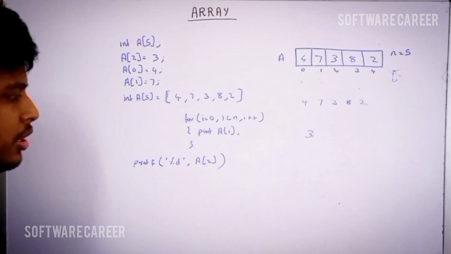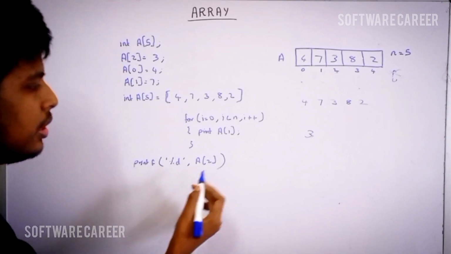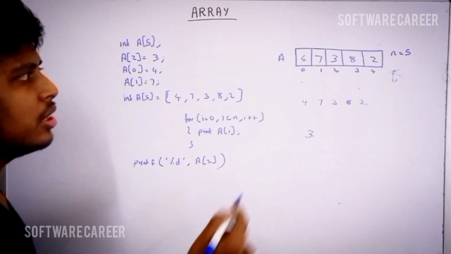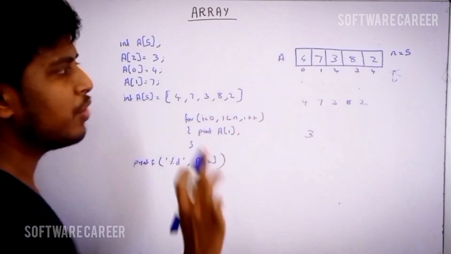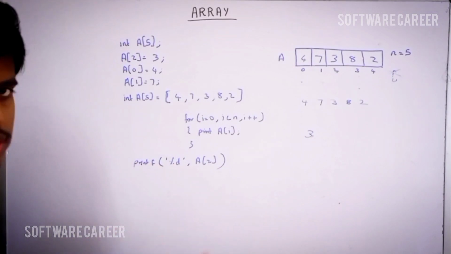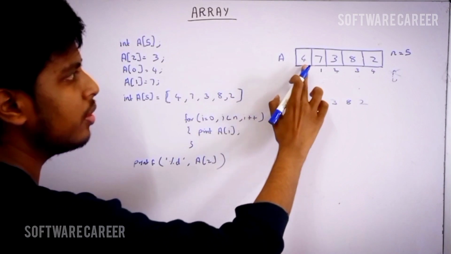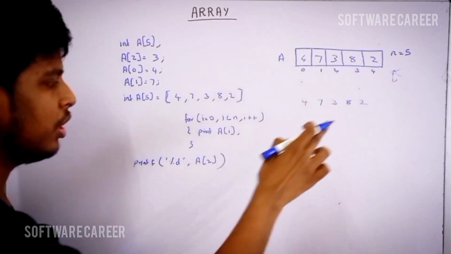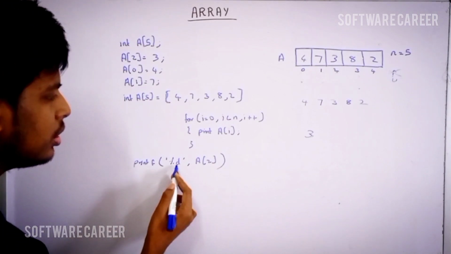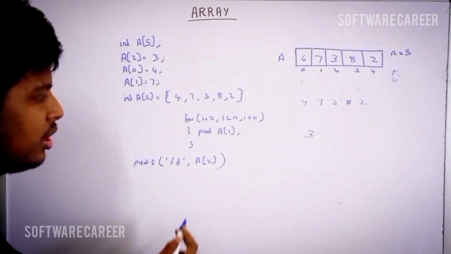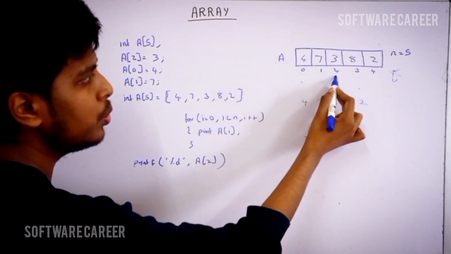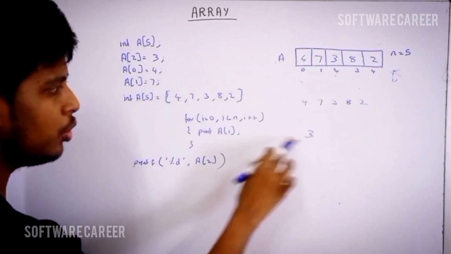Now what is this percentage d? Percentage d means it is an integer. 3 is an integer, right? So I am writing percentage d. Suppose in this array a character is there, you should write percentage c. If any float value, a decimal value, is there, you should write percentage f. This is an integer value, so I am writing percentage d. Now I am printing a of 2. A of 2 is the array element at 2. It's 3, so it gives output 3.